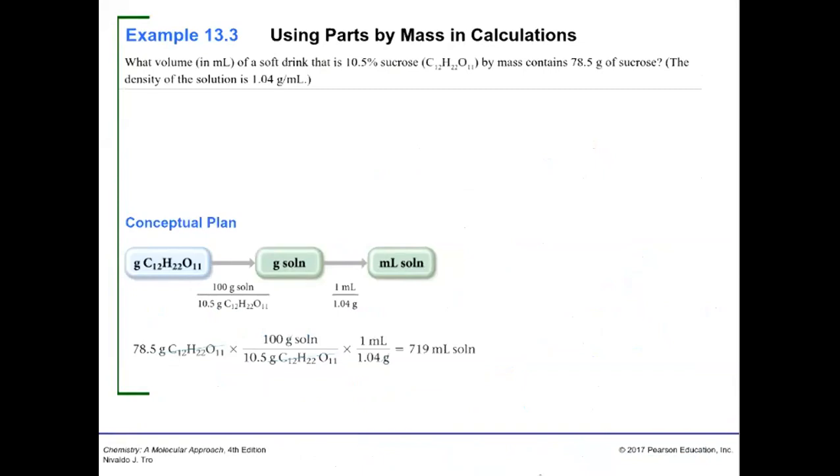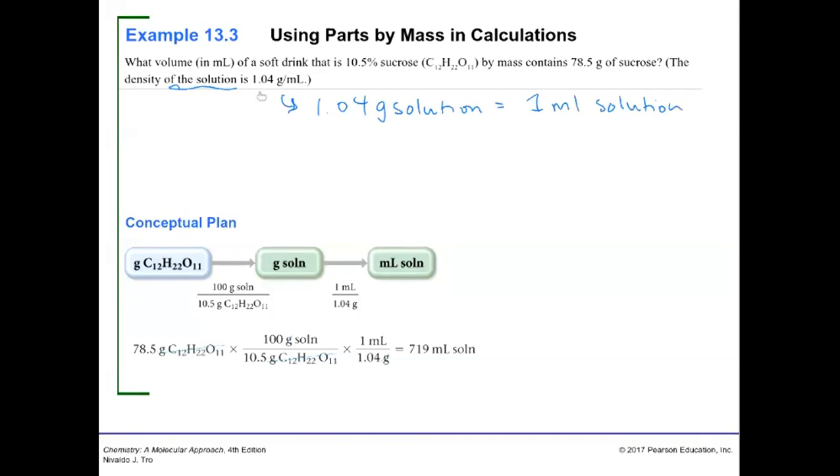So in this example, we're trying to find the volume in milliliters of a soft drink, and we're given 10.5% sucrose or sugar, and it has this much mass, 78.5 grams of sucrose. We're also given the density of the solution. Since it's of the solution, this means that 1.04 grams of solution goes with 1 milliliter of solution. So this is a way that you can convert between the mass of the solution and the volume of the solution.